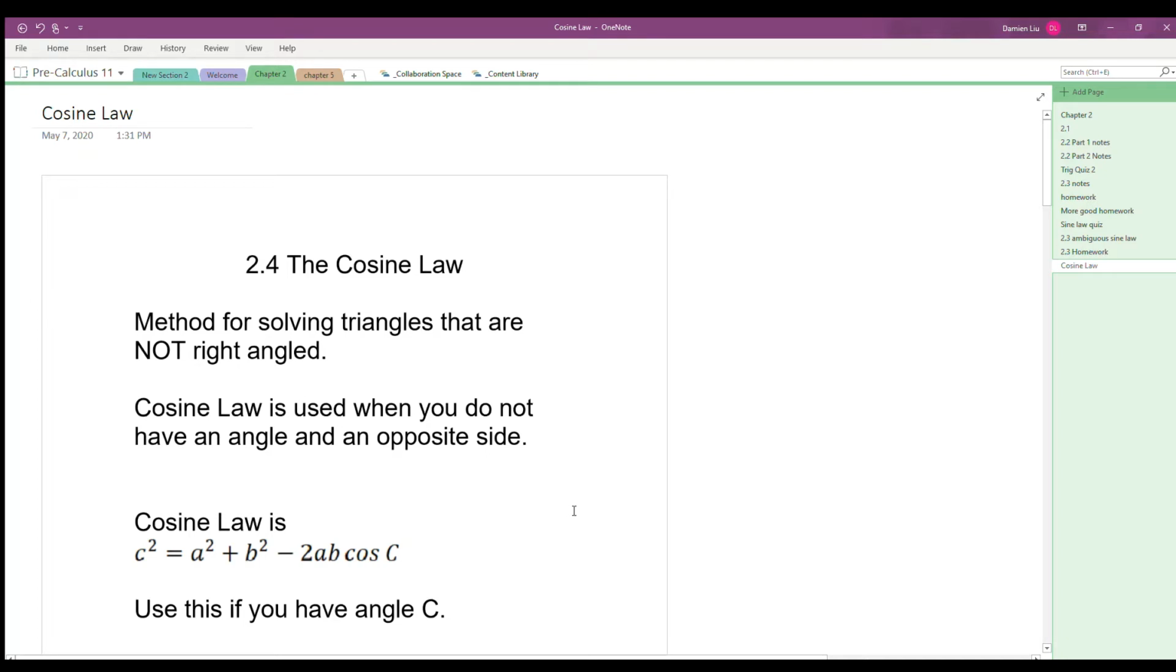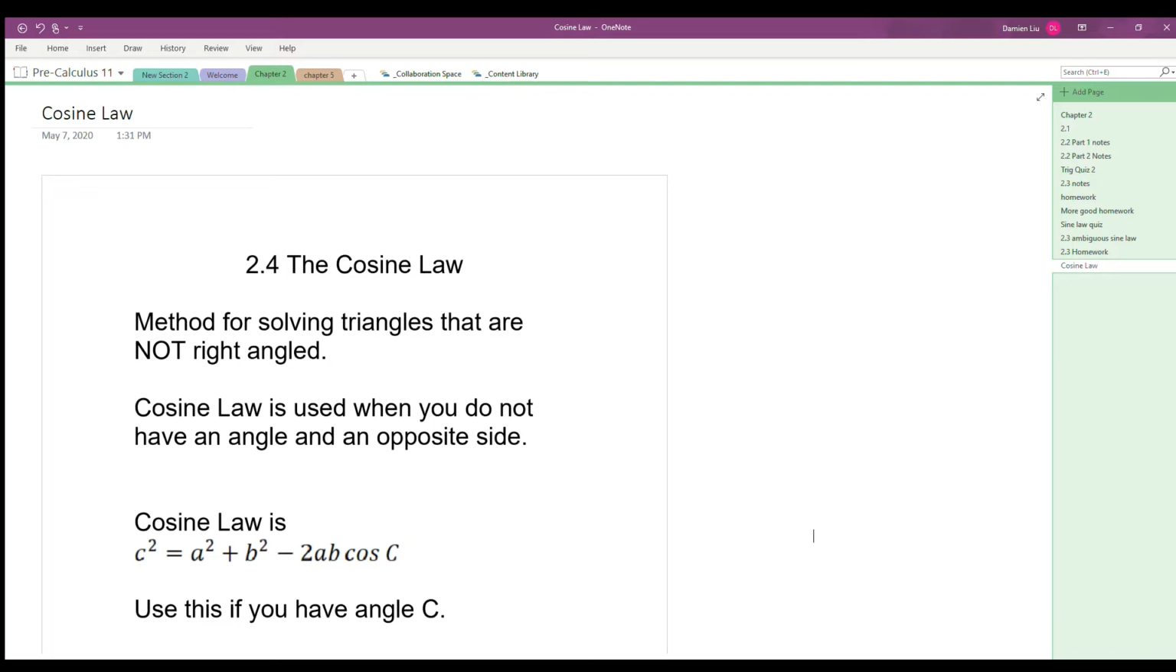So, cosine law, the last little section here of our chapter. Sine law is used for non-right angled triangles, and so is cosine law. They are both used for solving non-right angled triangles. If none of the angles are 90 degrees, then you do not have a right triangle, which means that to solve, to get all the angles and all the sides, you may need to go with either cosine law or sine law.